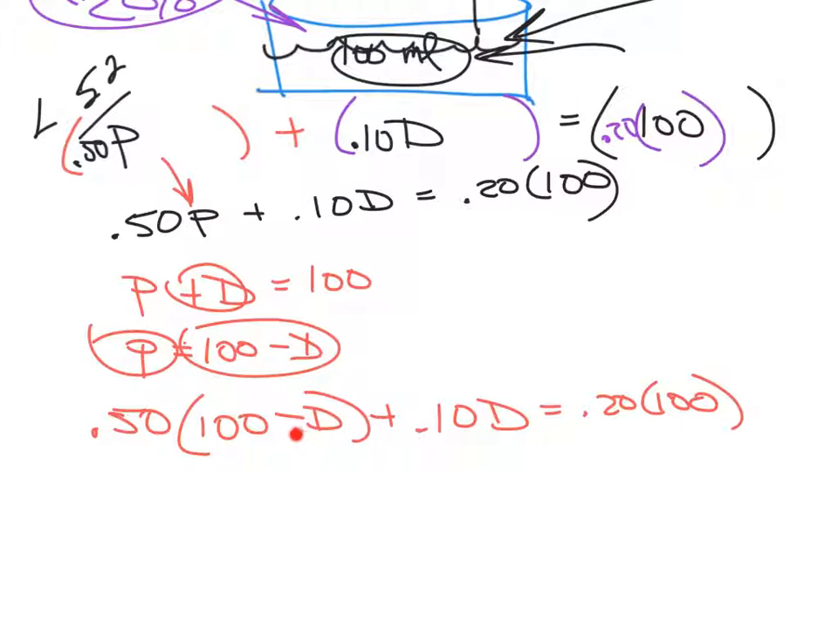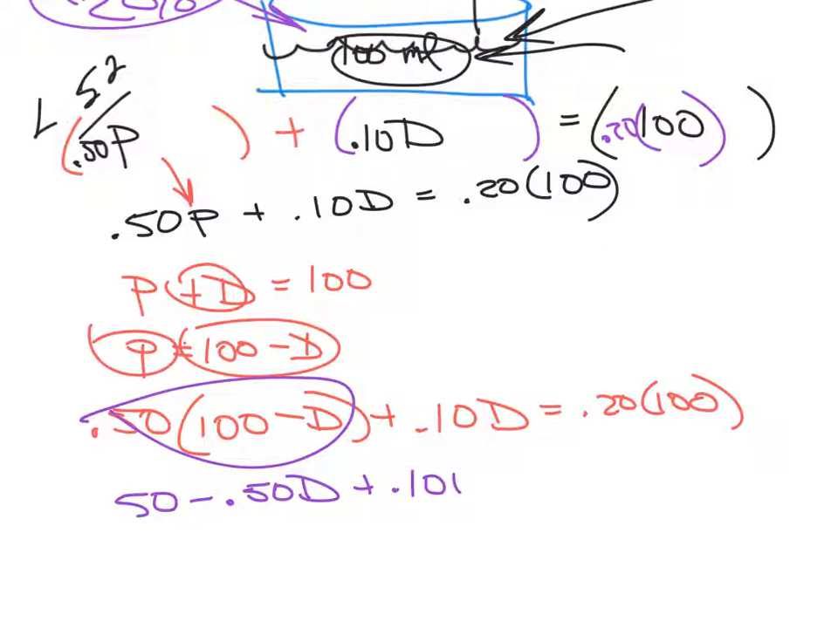Okay, maybe not too magical, but I only have one variable now. They're both D's, so I don't have to worry about two variables. So now I can solve this. So I'm going to distribute this and get 0.5 times 100, which is 50, minus 0.50D plus 0.10D equals 0.2 times 100 is 20. Okay, so there's my cool formula.